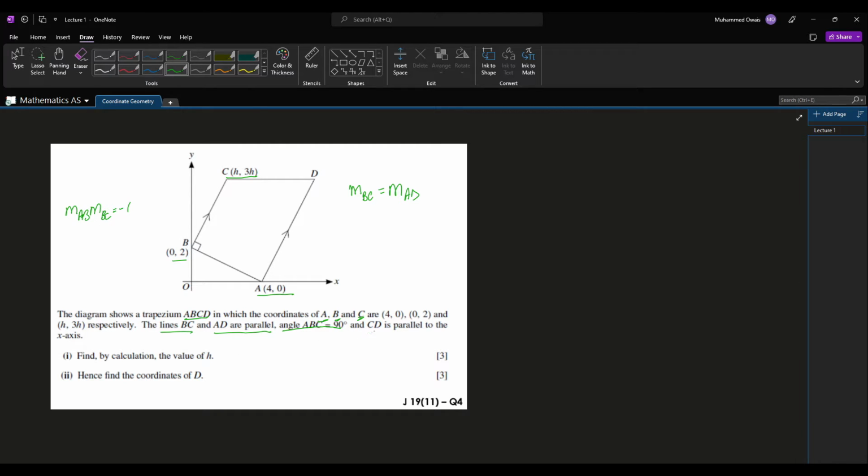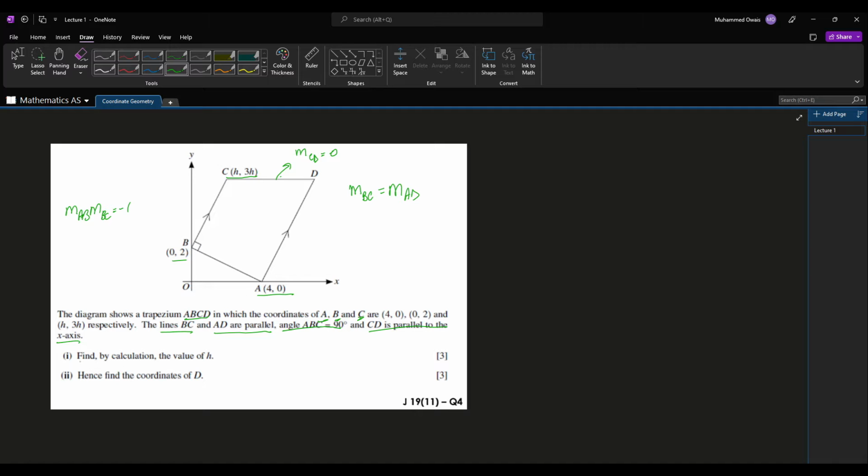So then, what else does the question say? It says CD is parallel to the x-axis. As I have told you before, any straight line which is parallel to the x-axis will always have a gradient of 0. So we can say that the line CD has a gradient of 0.